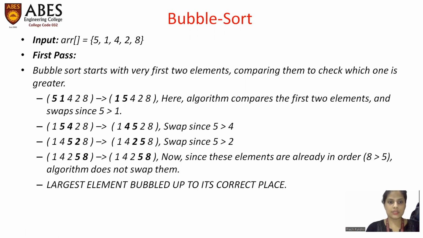So you can see this thing. After comparison, swapping will take place, 1 will come at the 0th position and 5 will go to the next position. So the algorithm compares the first two elements and swaps. Similarly, after that, 5, 4 will be compared and 4 will come here and 5 will swap to the third location. Similarly, 5, 2 elements will be compared.